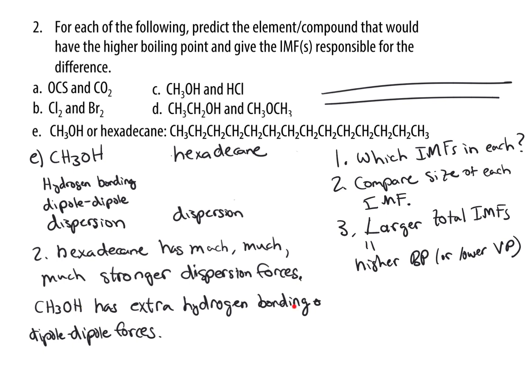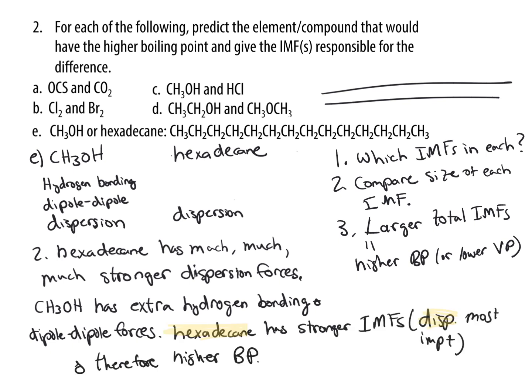CH3OH does have extra hydrogen bonding and dipole-dipole forces, which would be definitive if the molecules were pretty similar in size. But in this case, these dispersion forces just win out, which is what happens when the molecules get really, really big. This is sort of like candle wax. So this is a solid at room temperature, whereas methanol is a liquid at room temperature. So hexadecane is our answer. Again, that's why we always need to compare the size of the dispersion forces to see if that's going to determine things before moving on to these other forces.